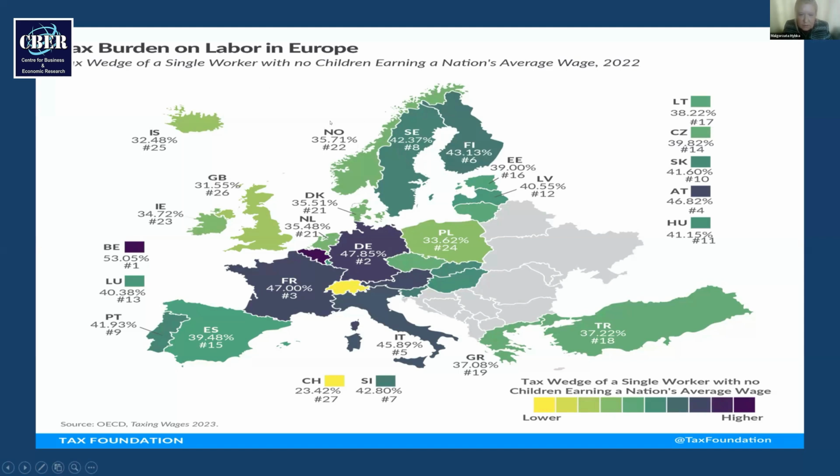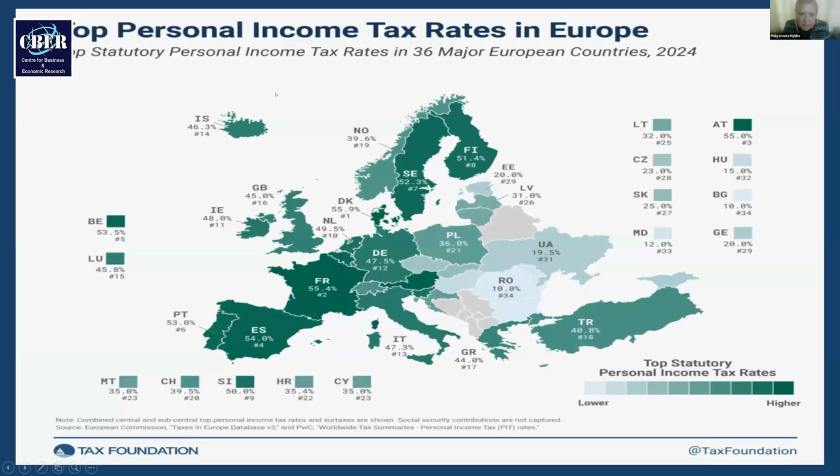And of course, one should take into account that the first slide indicates the tax burden including social security contributions, and that those are somehow blurring the picture. And the second one is showing only personal income tax rates.